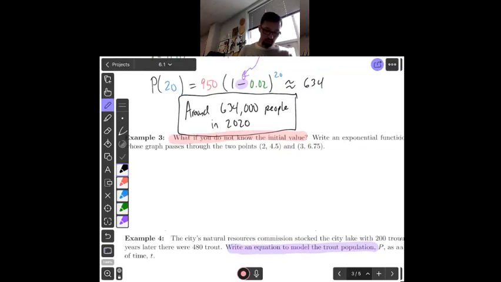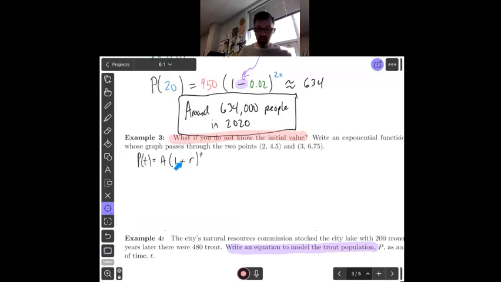So what this is going to come back to is that original function. P of t equals a times 1 plus r to the t. And I know this is a plus because the values get bigger. The y values get bigger as I go to the right. So from 2 to 3, from 4.5 to 6.5. That's a growth there. So that's why I know to put a plus.